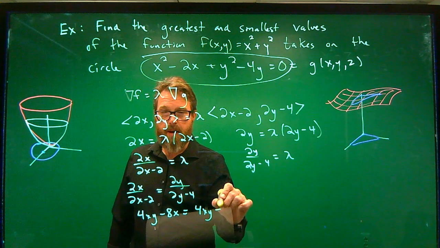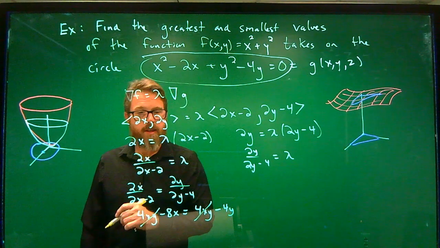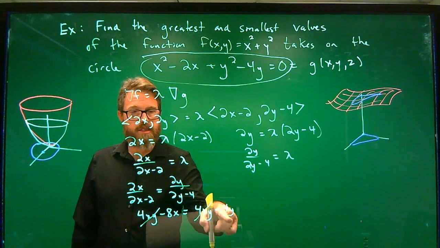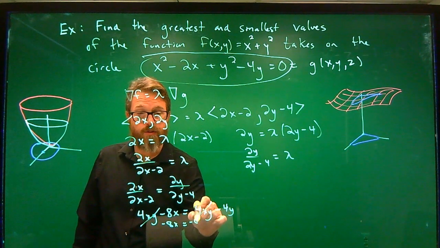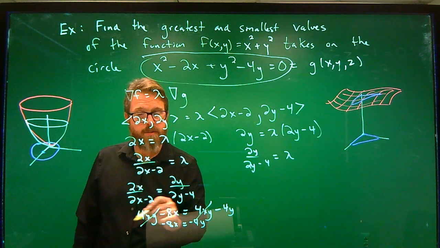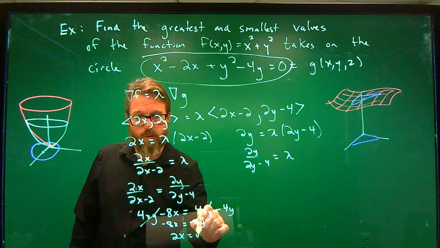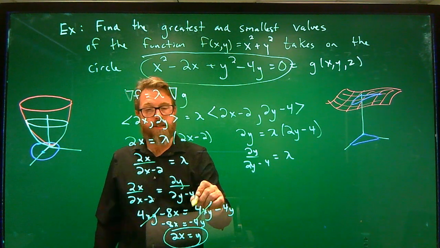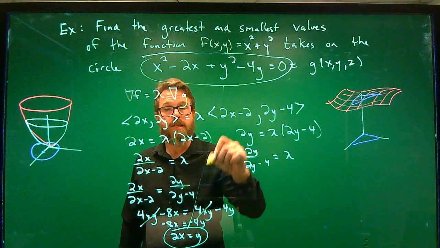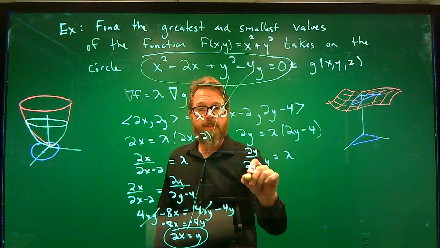4xy minus 4y. So those will cancel. So we're going to have minus 8x is equal to minus 4y, dividing both sides by negative 4. So I'm going to have 2x is equal to y. So there basically what we have is y as a function of x, which means I can now plug these things back into the constraints, here and also here. So plug it into the constraint.